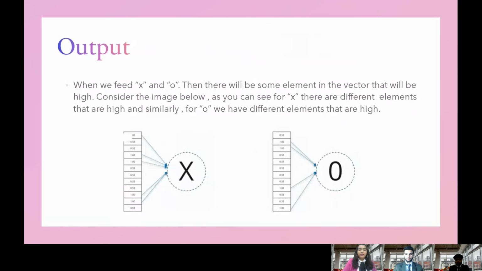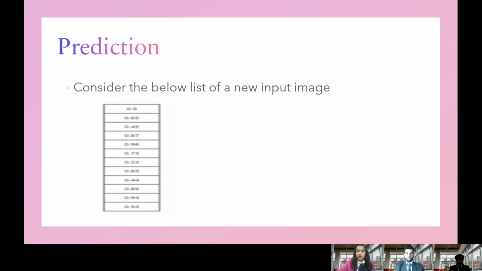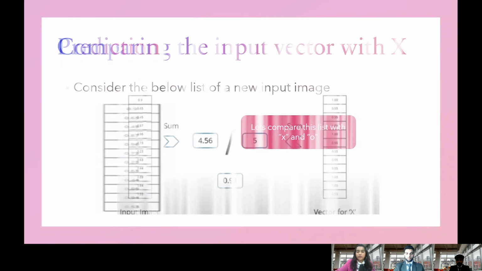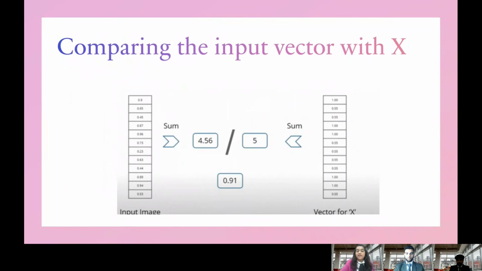Output layer. When we feed X and O, there will be some elements in which the vector value is high. Consider the image below. As you can see, for X there are different high elements, and for O there are different high elements. Consider the below list for a new input image. Let's compare this list with the lists of vector X and vector O. Firstly, we compare the image with vector X.